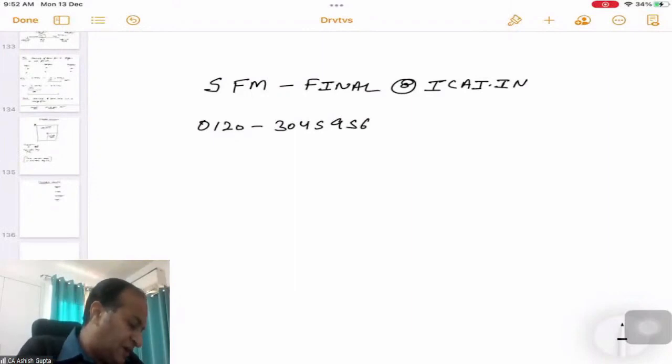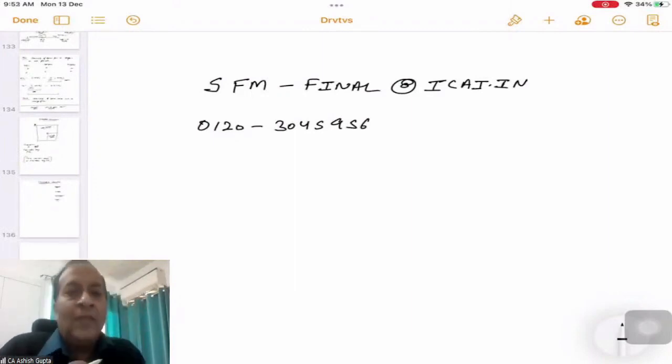And third point, as I have discussed, embedded derivatives have been covered in your IFRS paper, so it is no more here in your SFM paper, because we are coming out with a new edition that is applicable to you. So there the embedded derivative has been skipped.